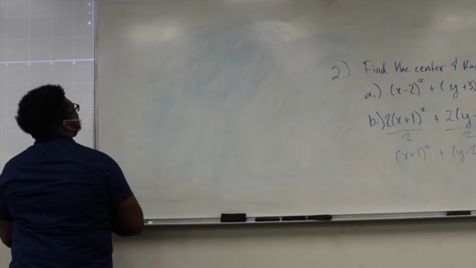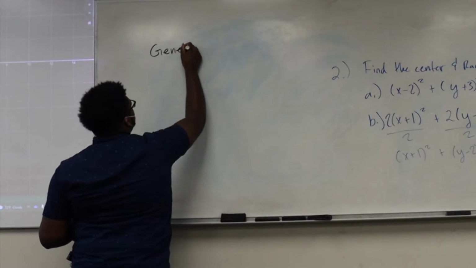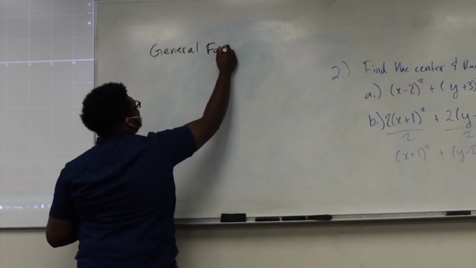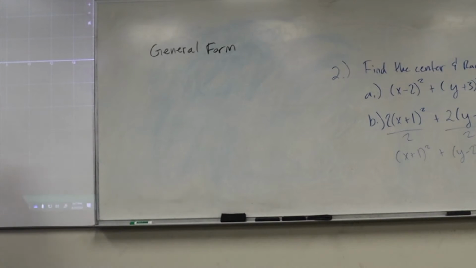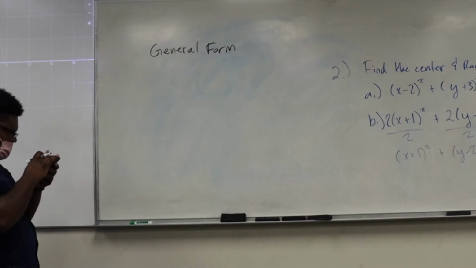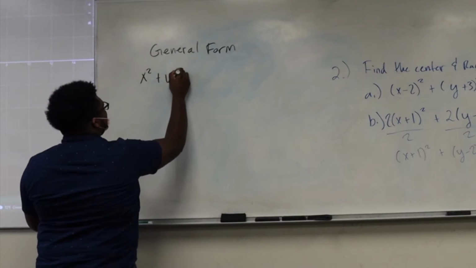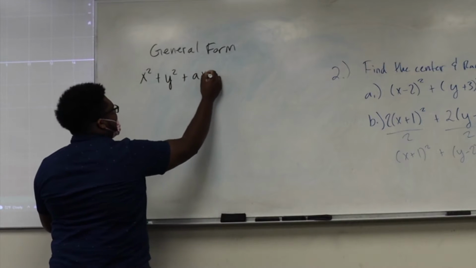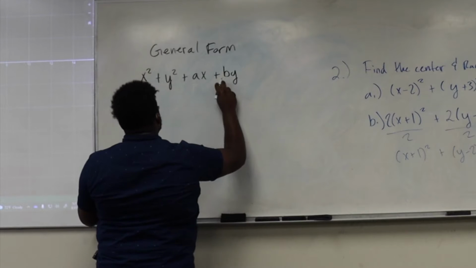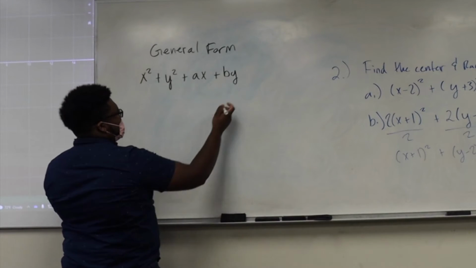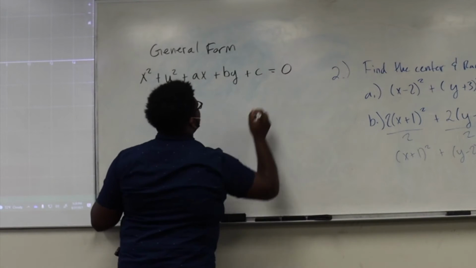Now we're going to talk about the equation of a circle, the general form. The general form is as follows: x squared plus y squared plus some ax, where this is a coefficient, plus some by, where this is a different coefficient, or just the number in front of your y term, plus c, which is just a number, equals 0.